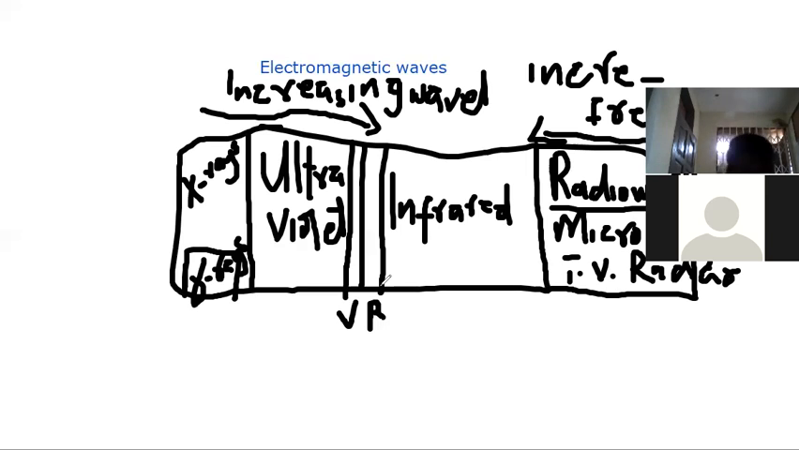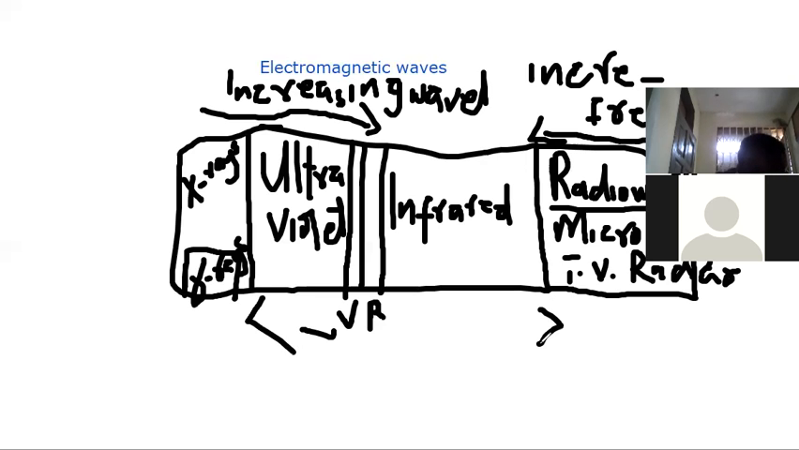That is it. Now let's look out for the ultraviolet rays. Ultraviolet, visible, and the infrared. We are talking about all of them in bulk.